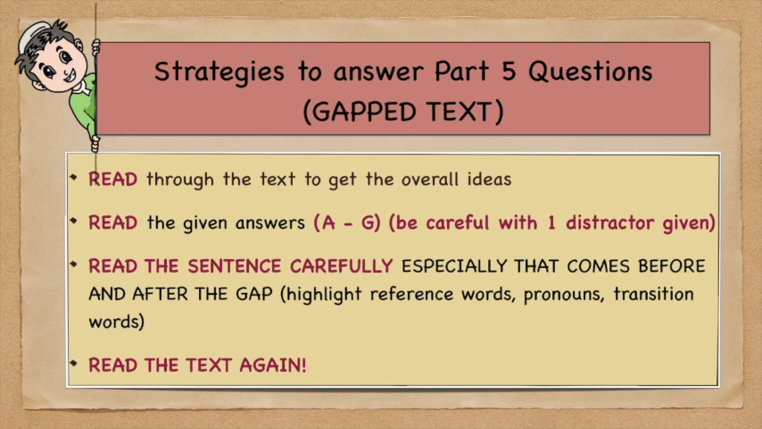The third strategy is you need to read the sentence carefully, especially sentences that come before and after the gap. You need to highlight reference words, pronouns, and transition words. Examples of reference words are these, those, they, them, and pronouns like I, you, he, she, it, and many more. And the transition words are like and, however, after that, and a lot more, okay?